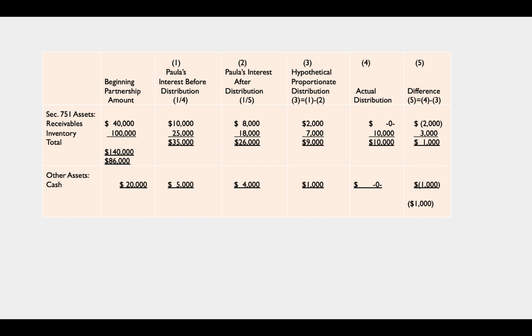And then column 3, remember, is the hypothetical distribution. Had we made a distribution that is proportionate, a $10,000 distribution that is proportionate, but we didn't. We know that by looking at column 4. We only distributed inventory. So looking at column 5, the difference is $1,000. And remember, she received only inventory, so she is deemed as selling some of the inventory she received to the partnership for cash.